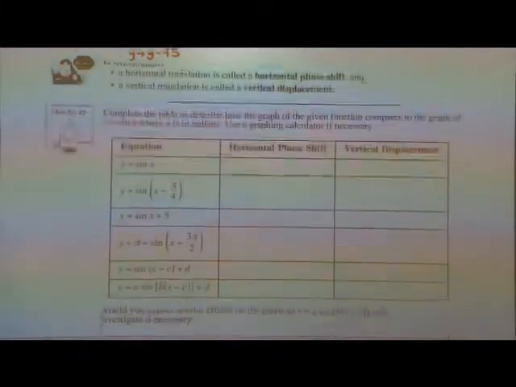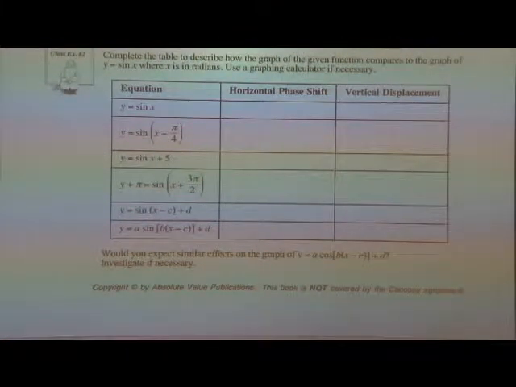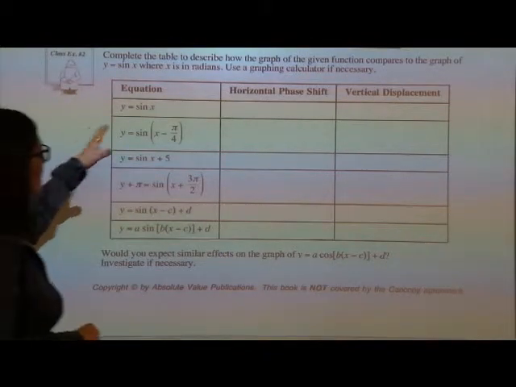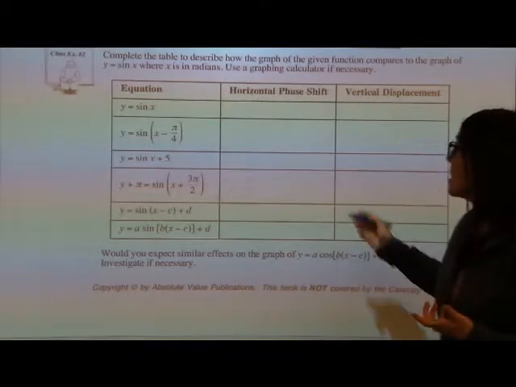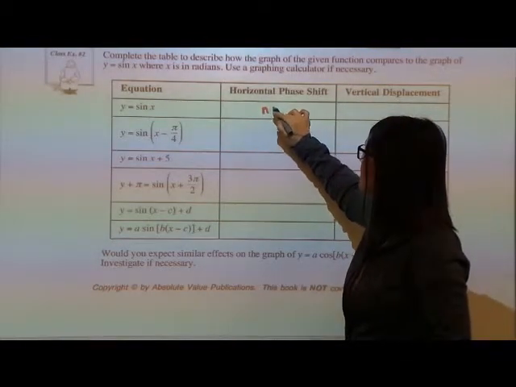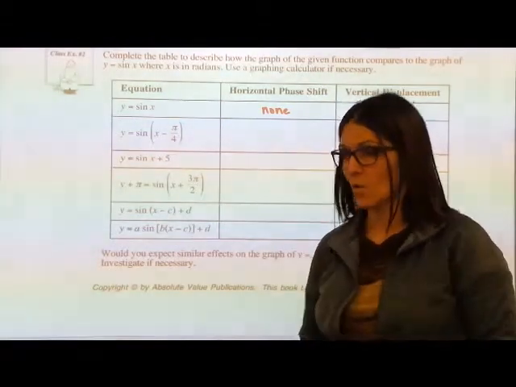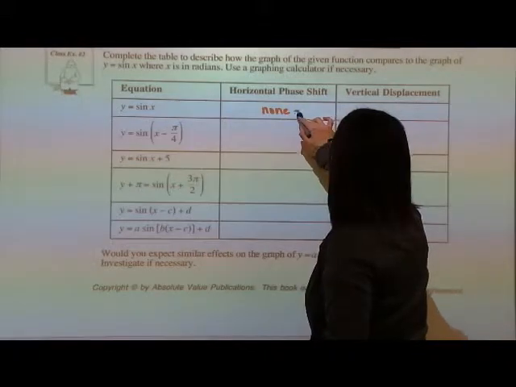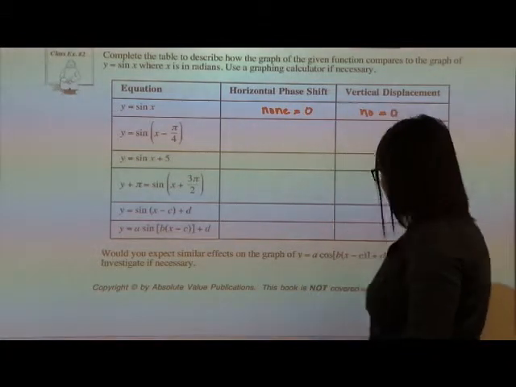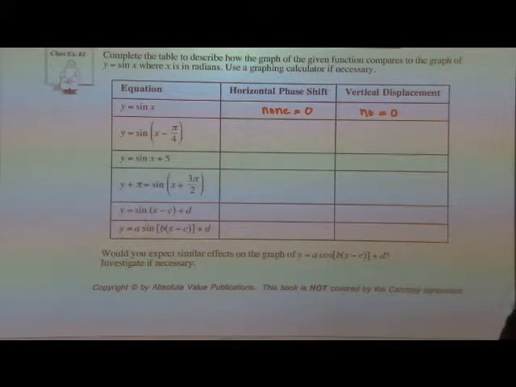So if we look at class example number 2, it says complete the table to describe how the graph of the given function compares to the graph of y equals sine x, where x this time is in radians. So if I look at the equation y equals sine x, there would be no phase shift, and there would be no vertical displacement. Or I could write down 0. So the vertical displacement is 0, the horizontal phase shift is 0. What I would like you to do is complete the rest of the chart.